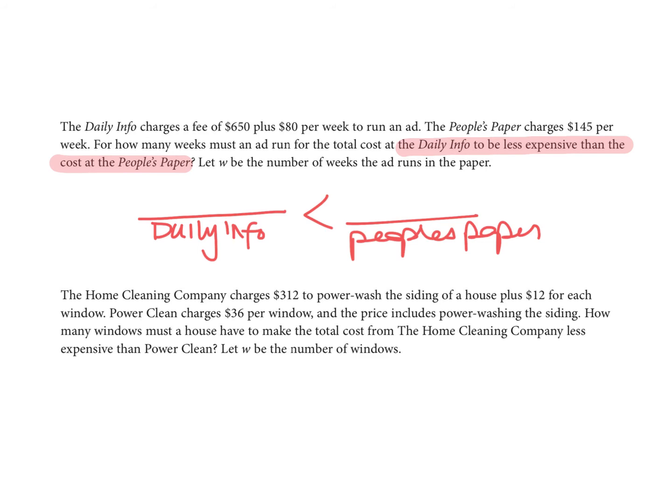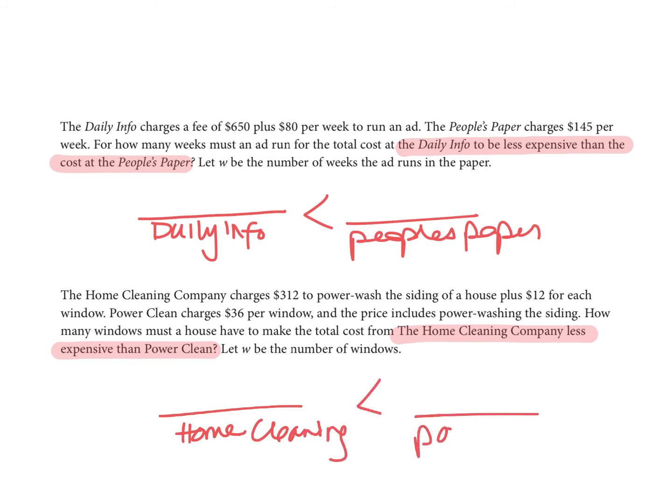Okay, last example. Home cleaning company charges $312 to power wash the siding of the house, plus $12 for each window. Power cleaning charges $36 per window, but the price also includes power washing the siding. How many windows must be cleaned in order for the total cost from home cleaning company to be less expensive than power cleaning? All right, so now this is the same situation. I'm going to set up home cleaning needs to be less expensive than power cleaning. And that's how we are going to set up these inequalities.